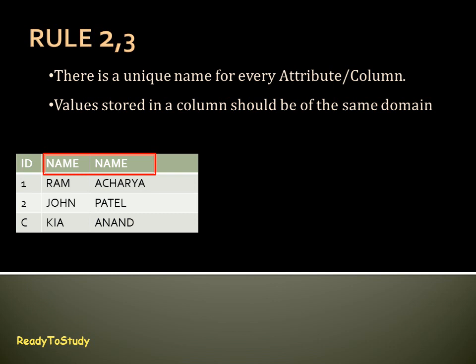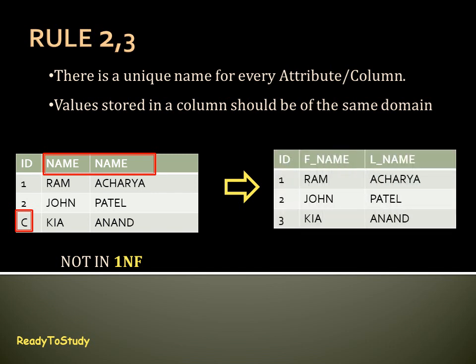So what is rule 2? There is a unique name for every attribute or column. Attribute means column. So we have to give a unique name. This table is not in first normal form because both columns have the same name. Now we have given unique names in this table, first name and last name. So now this is in first normal form because every attribute has a unique name.